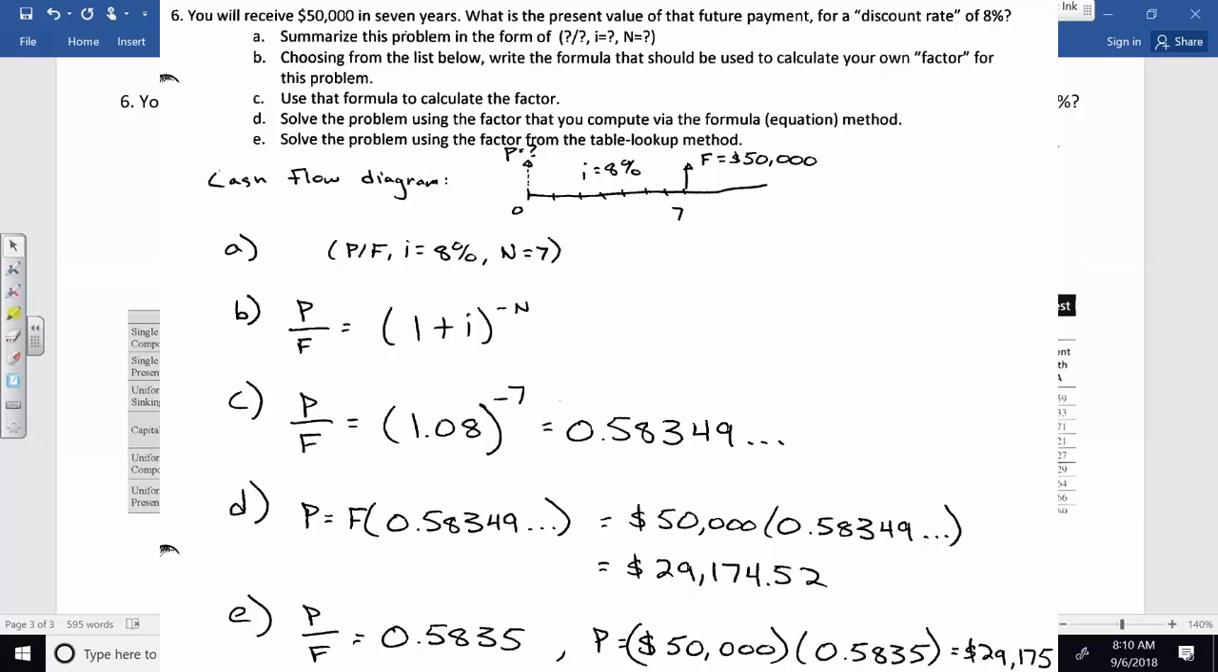All right, so part D says, let's find out what is the present value. So if we rearrange algebraically the left-hand side of this equation, we just leave P is equal to F times our factor of 0.58349 and all the rest of those digits. Okay, so the future amount was 50,000. If you multiply that factor by 50,000, then we're going to get the equivalent present value of that amount. All right, so let's multiply that by 50,000. $29,174.52.